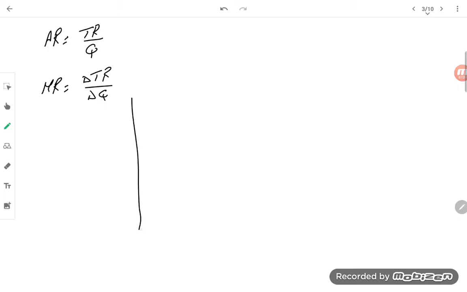Total revenue is positively sloped starting from the origin, as if you are not going to sell any number of units, you are going to gain 0. So this is total revenue, somehow like a 45-degree line. This is the total revenue curve.